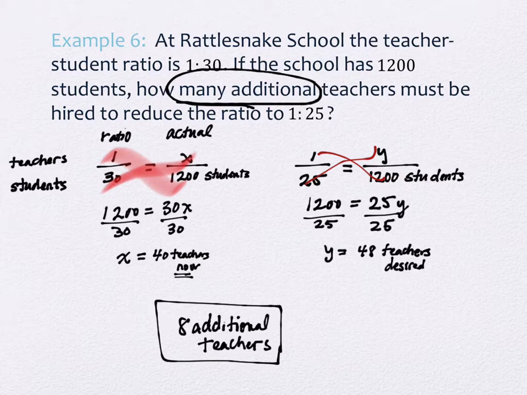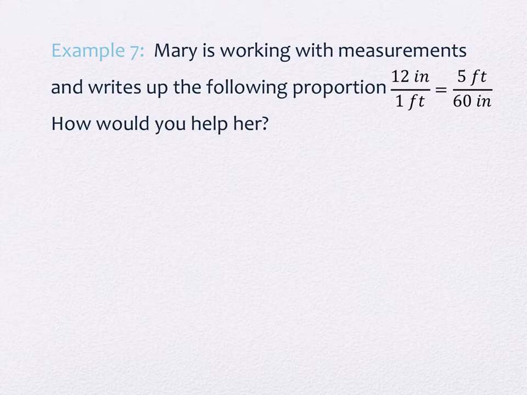All right, we have a couple more examples. One is kind of a type C question where a student is making an argument and you're trying to help her with her thought process. Mary's working with measurements, and she writes up the following proportion: 12 inches over 1 foot equals 5 feet over 60 inches. How would you help her?